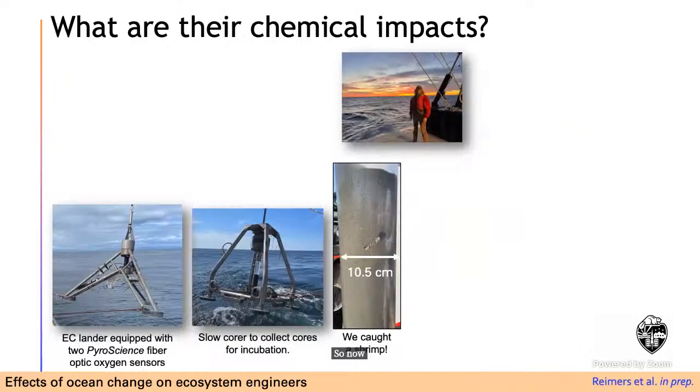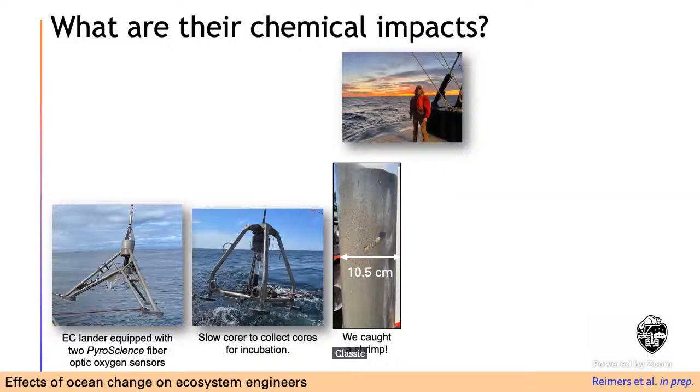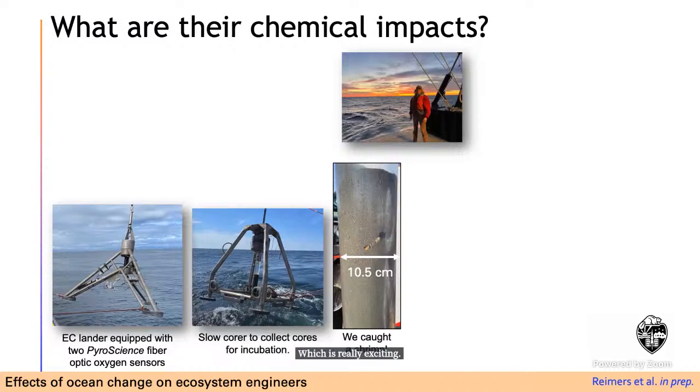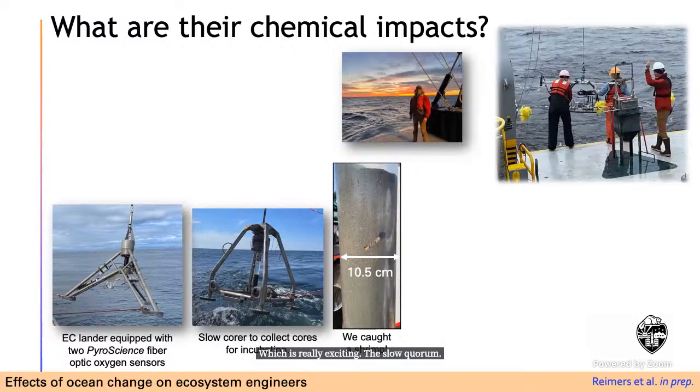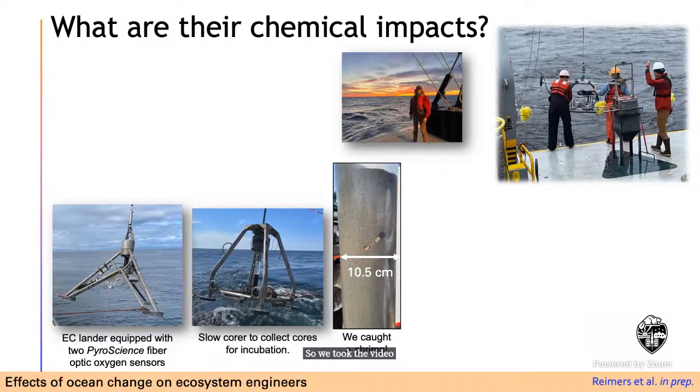So now it's time to get on a big ship with Claire and her team and go figure out what their chemical impacts are. What are the plastic changes that we might see. So Claire's got her eddy covariance lander and her slow core to collect cores for incubation. In that incredibly small diameter core, we did stab a shrimp, which was really exciting. We got one in the slow core. We also took along my video lander because we wanted to make sure that we knew if it was a shrimpy area or not, even if we didn't actually grab a shrimp. So we took the video lander so we could check for the holes, in case we didn't grab any.